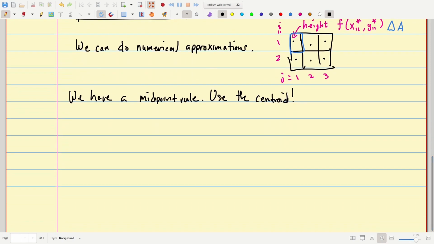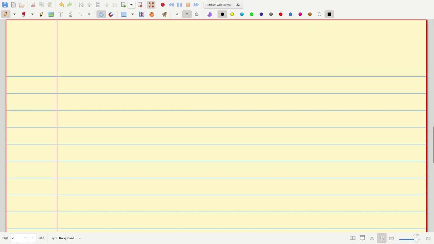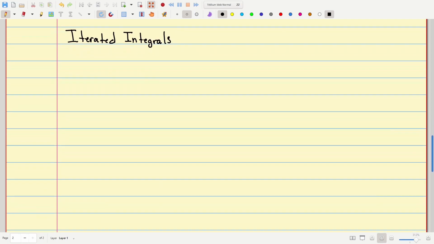All right. So a couple of approximation schemes that work the way that you would expect them to. No surprises. Now, the meat of the section has to do with iterated integrals.